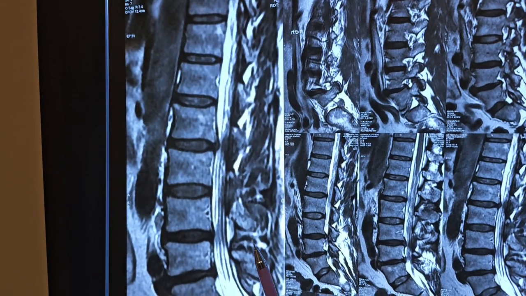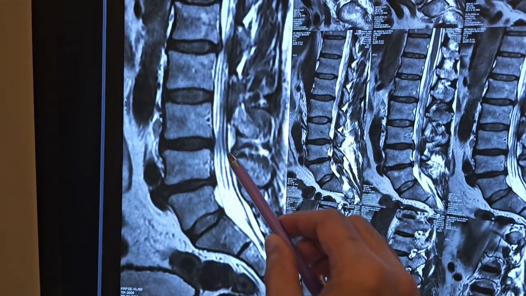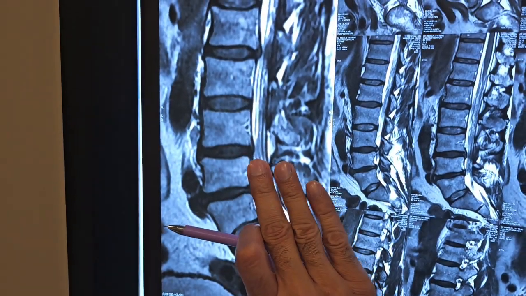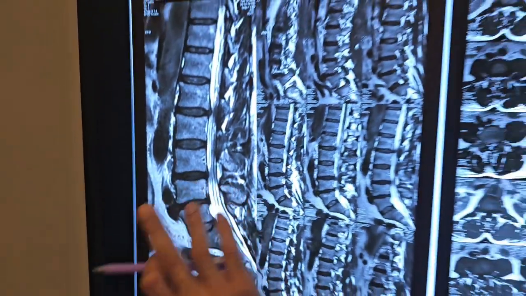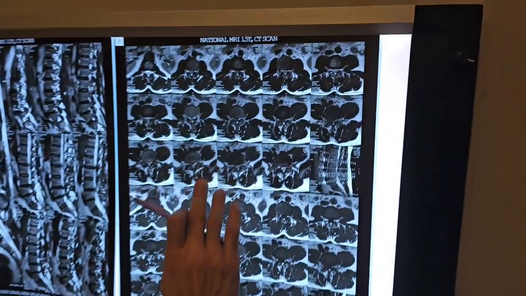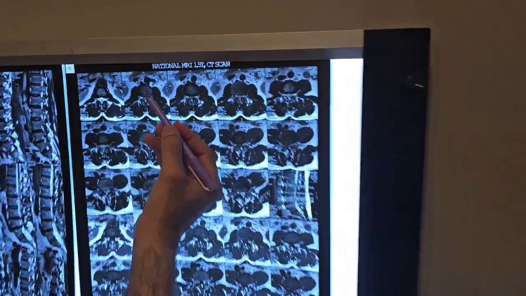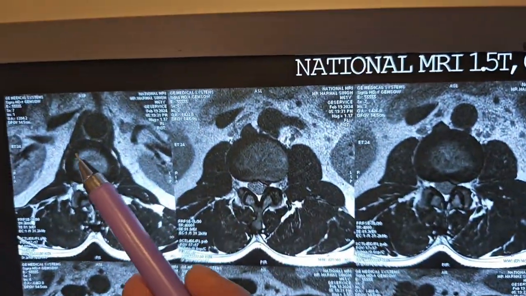No. You had pain in the leg and down. Yeah. So this is the problem. And if on this MRI you look at it, it looks absolutely normal. But when I look at the axial view, let's first look at the normal. This is a normal disc.